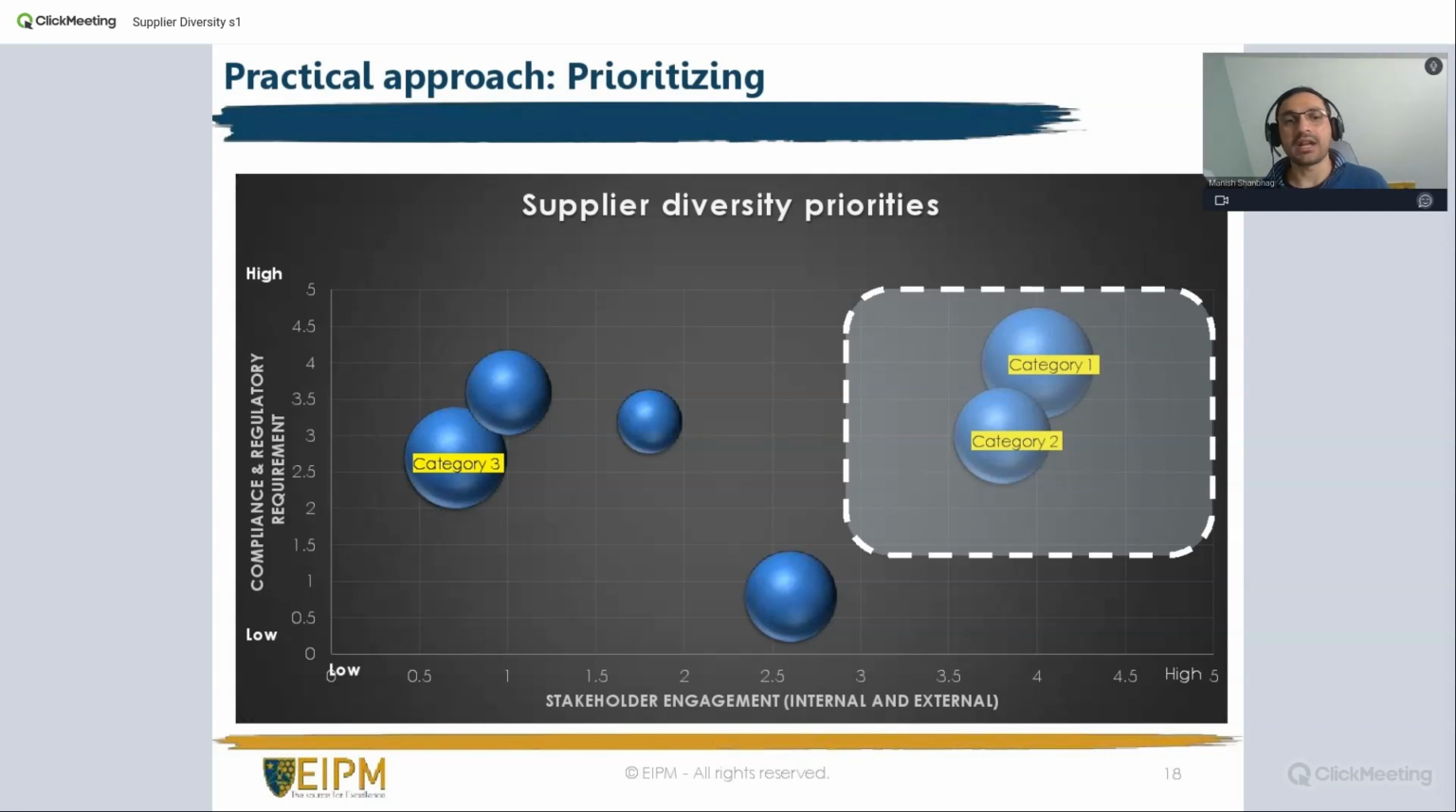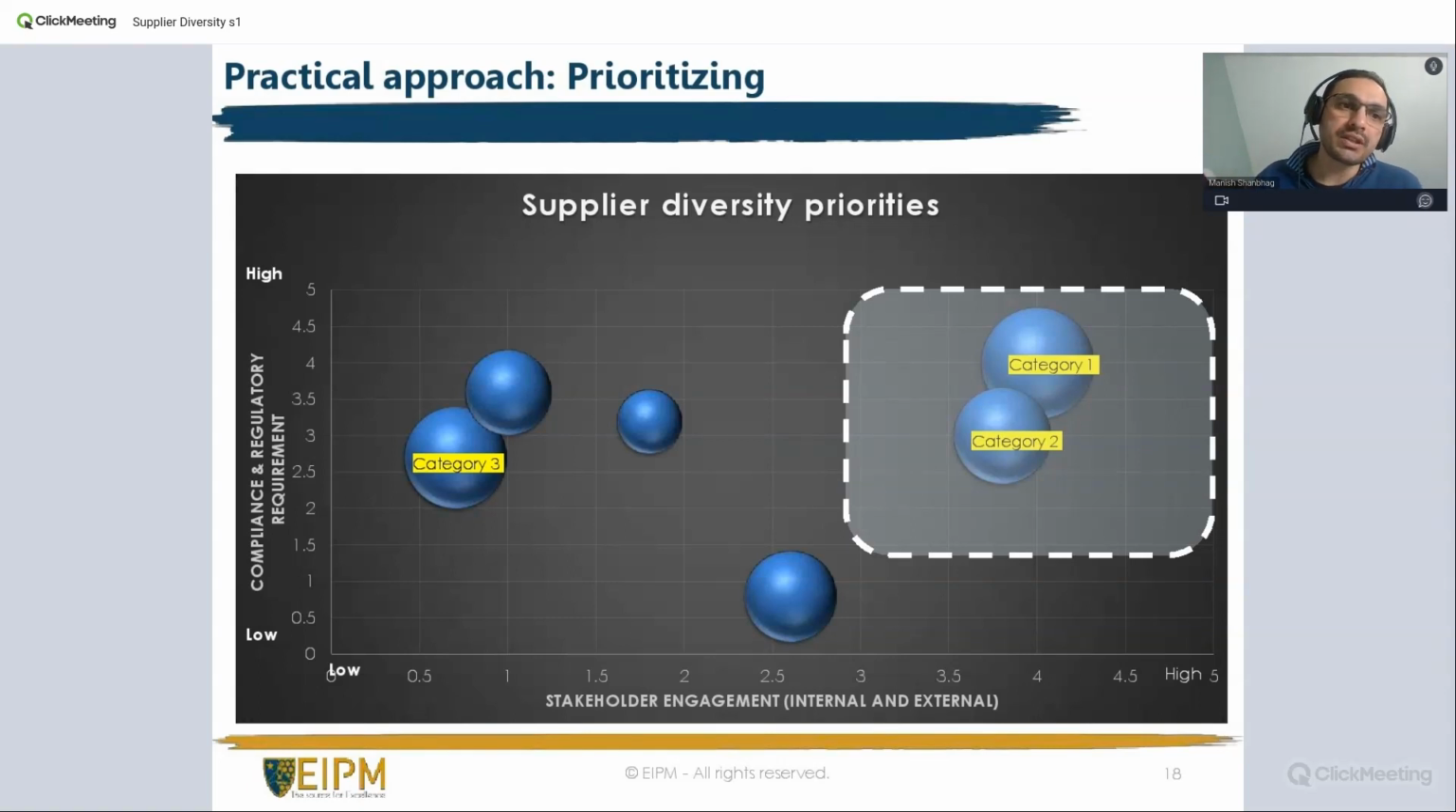Let's say your organization is category based, or whichever based. The example I've taken here is a category based organization. In order to start off a supplier diversity program, if I'm a category based organization, like plenty of organizations all over the world are, how do I do it? I first want to look at the stakeholder engagement, internal stakeholders as well as external stakeholders.